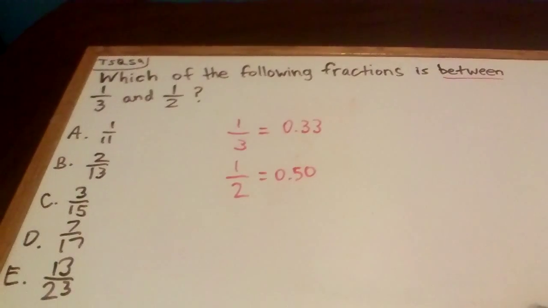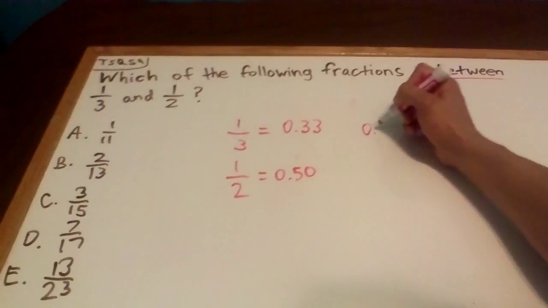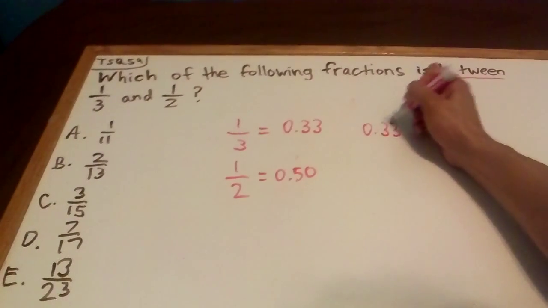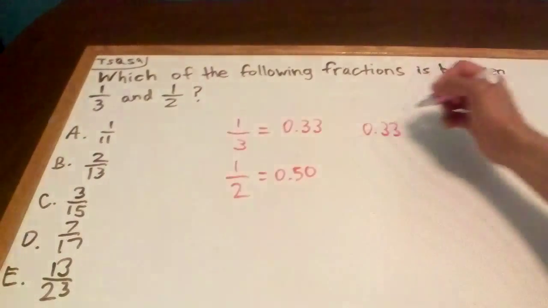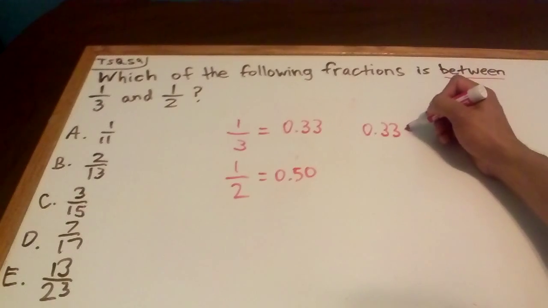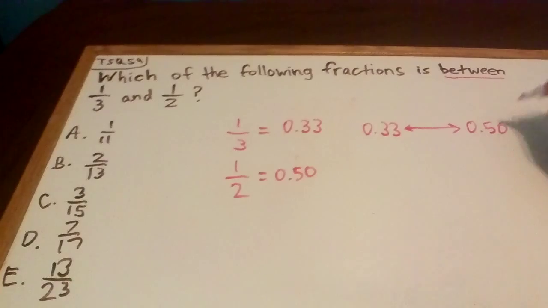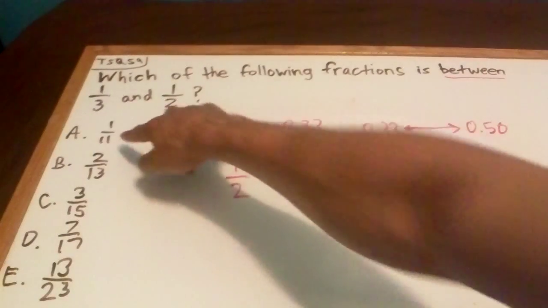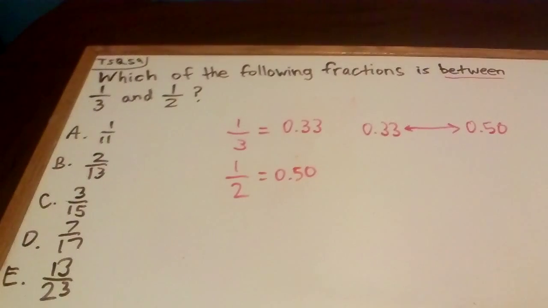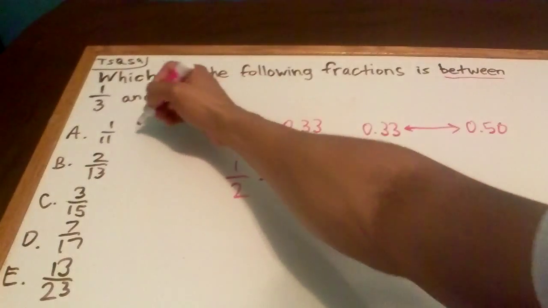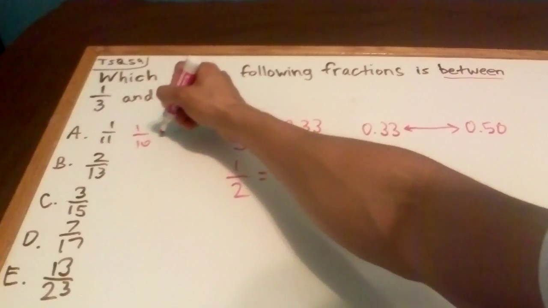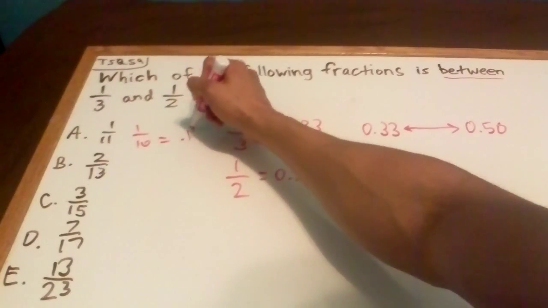Nice. So what we're asking ourselves is, are any of these fractions in between this and this? So at a glance, some of them already look wrong. Like this one here is less than 1/10, right? Because 1/11. So like if it was 1/10, it would be what? It would be 0.10, right?